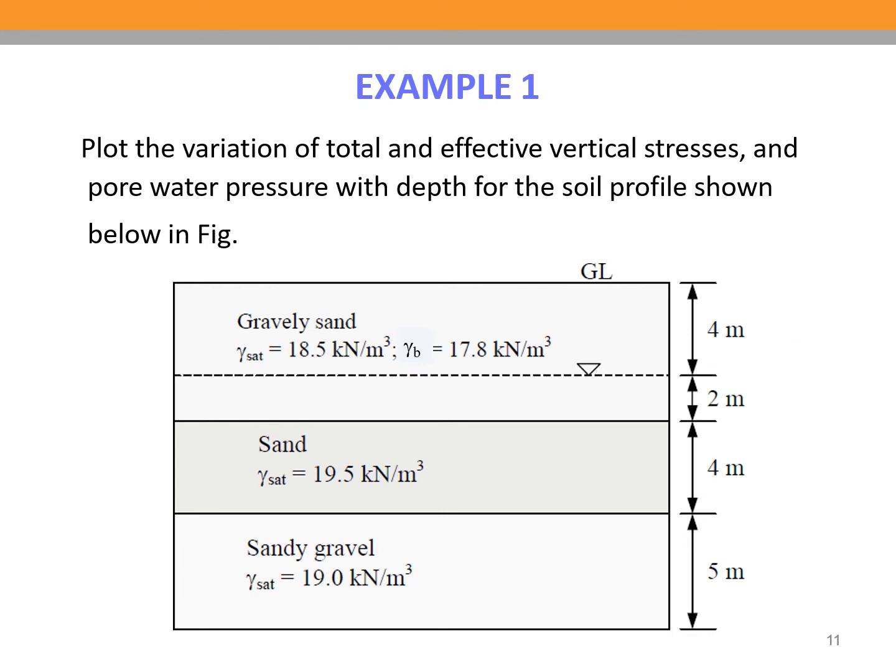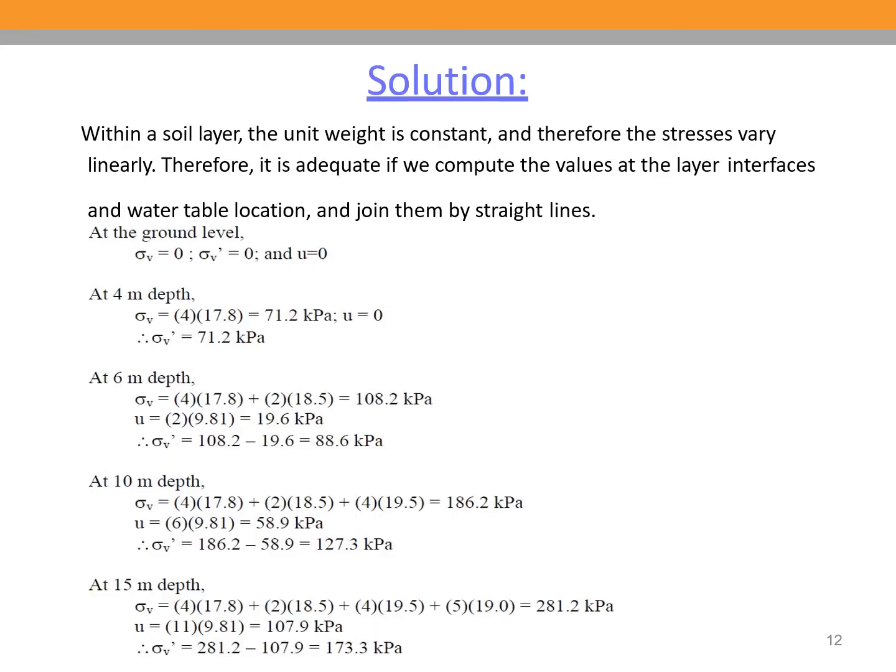Now to plot the stress diagram, you will have to carry out this exercise. Within a soil layer, the unit weight is constant and therefore the stresses vary linearly. Therefore, it is adequate if we compute the values at the layer interfaces and water table location and join them by straight line. So this is the basic theme of the stress diagram.